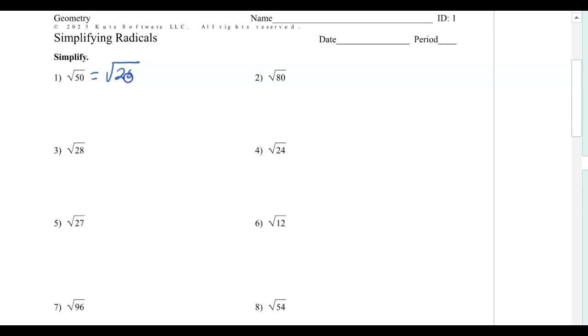So I'm going to rewrite this as square root of 25 times square root of 2. We learned that the square root of 25 is 5. So this simplifies to 5 square root of 2.